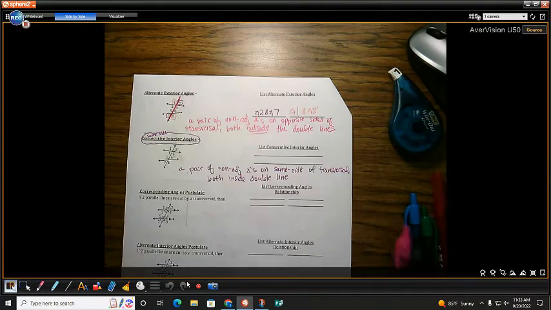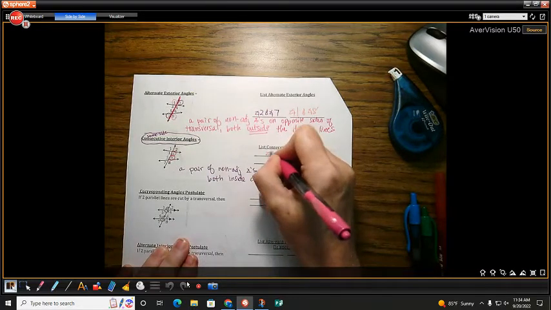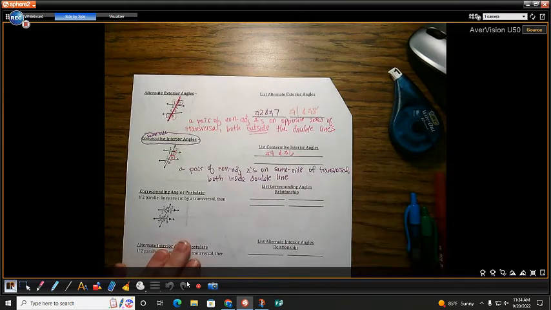Okay, so which angles meet this definition? They're on the same side of the transversal. They're both in between the double lines. Luke? Angle 4 and 6. I can only do one at a time. Angle 4 and angle 6. Wait, aren't angle 4 and angle 6 adjacent? Certainly not.